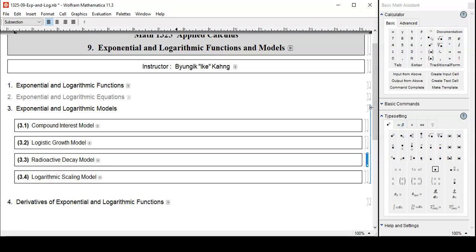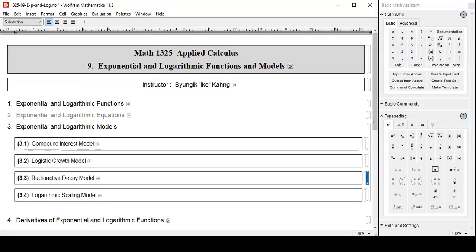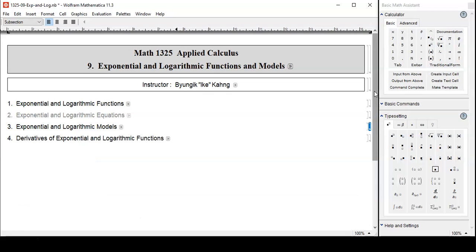We did compound interest model, moderately important. Logistic growth model, a little bit more important. And then radioactive decay model in the next video, which is going to be somewhere in the middle. Less important, comparatively speaking, compared with logistic growth model, but a little bit more than compound interest model, especially for the majority of the students taking this course.